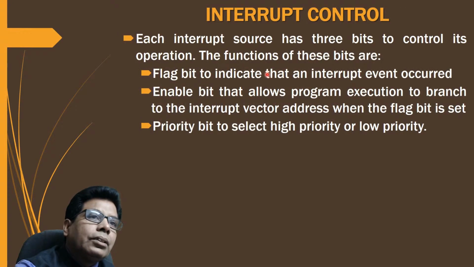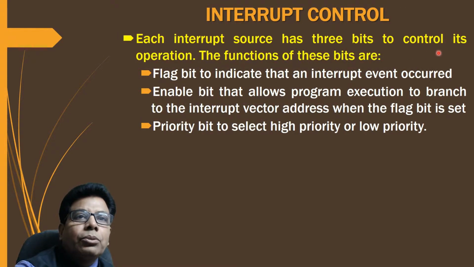Now let us go to the interrupt control. Each interrupt source has 3 bits to control its operation. The functions of these bits are: a flag bit to indicate that an interrupt event has occurred. So every interrupt will have a flag bit.